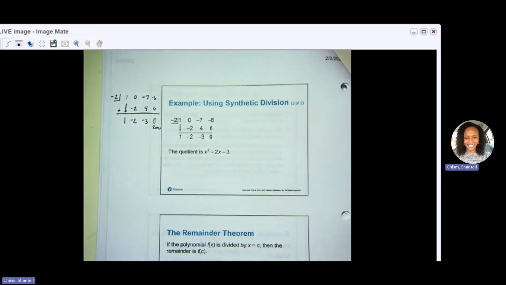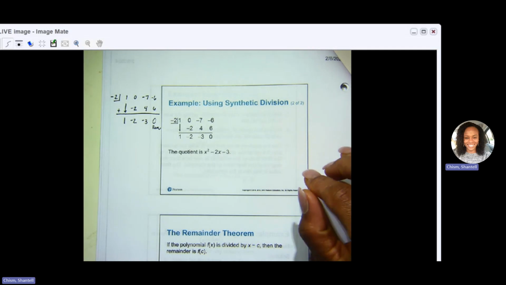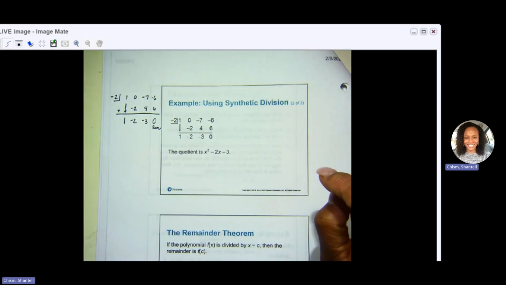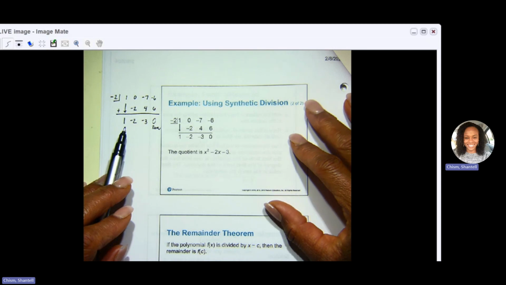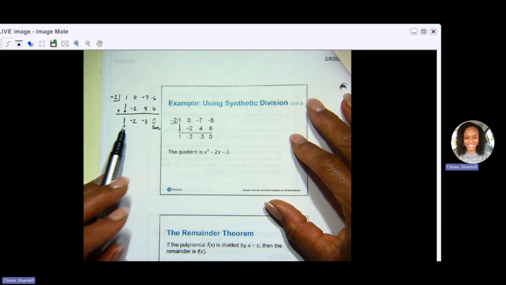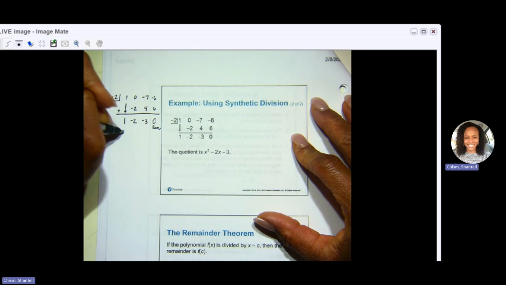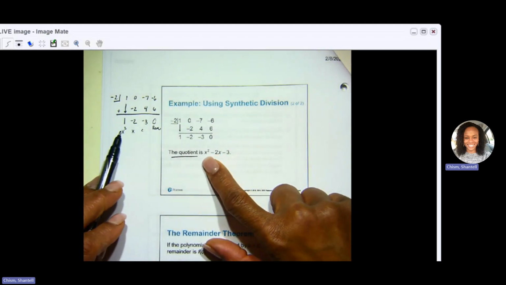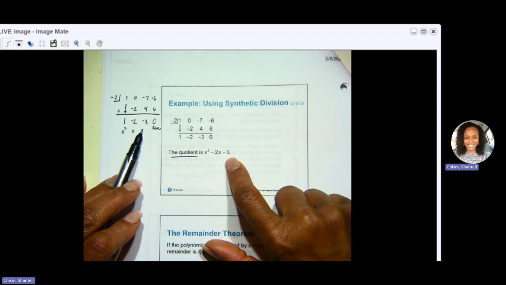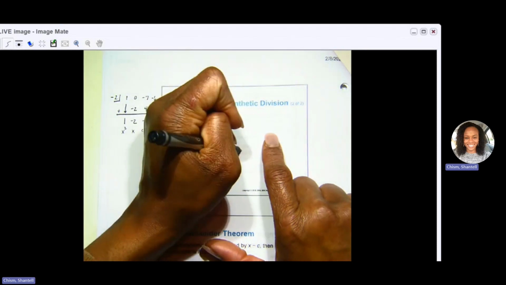Now, keep in mind that your dividend had a highest power of x cubed. Remember, it was x cubed. So your quotient will be 1 less power. Its degree will be 1 less power than what your dividend was. So if the original polynomial, the dividend, was x cubed, that means this is the coefficient now for x squared. This is the coefficient for x, and this must be the constant here. So our quotient, our answer, when we form it, is 1x squared minus 2x minus 3, and we had a remainder of 0.